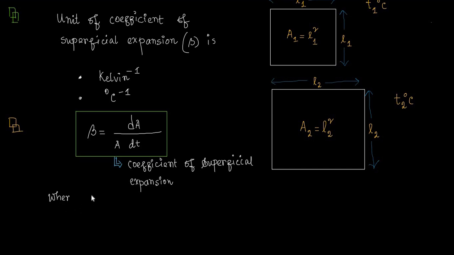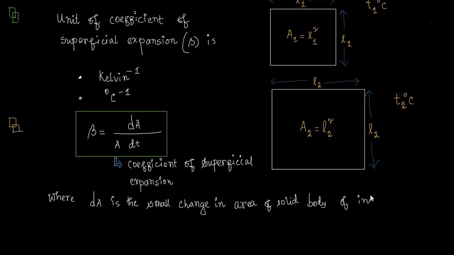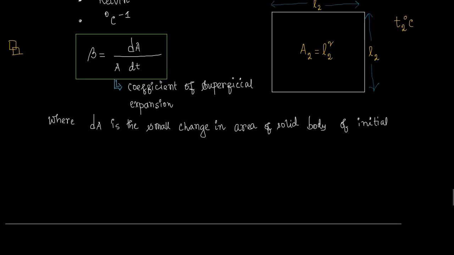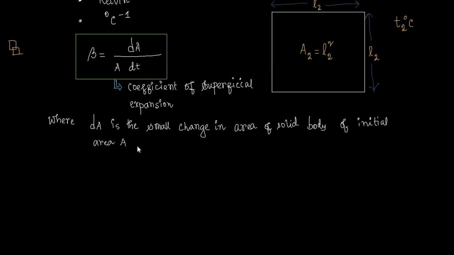In the coefficient of superficial expansion, dA is the small change in area of the solid square plate or solid body of initial area A, due to a rise in temperature or change in temperature by dt degree C or dt Kelvin.